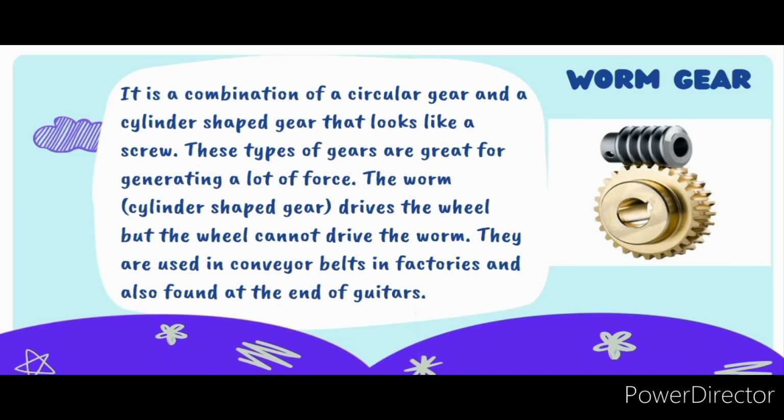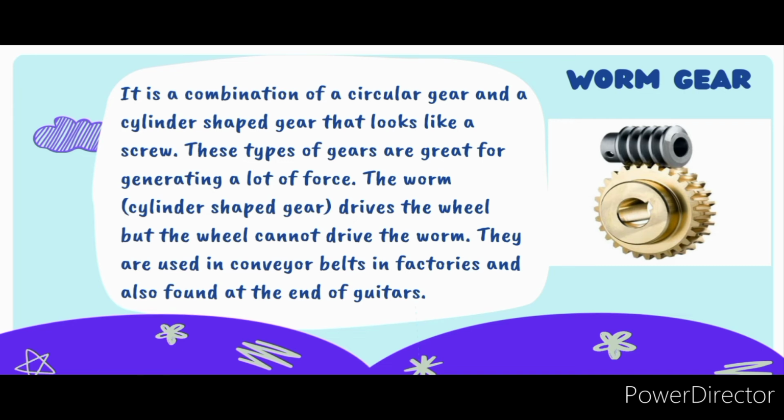Now these types of gears are great for generating a lot of torque, that's a lot of force. They are good to generate a lot of force. Now the worm drives the wheel, but the wheel cannot drive the worm. So that cylinder shaped gear is the worm. So this makes them great in locking mechanisms. For example, they can be used to run conveyor belts in factories.